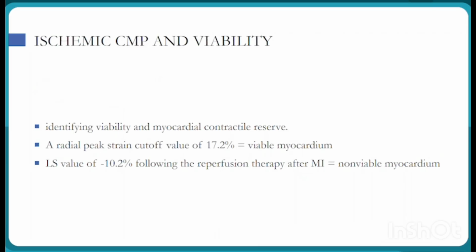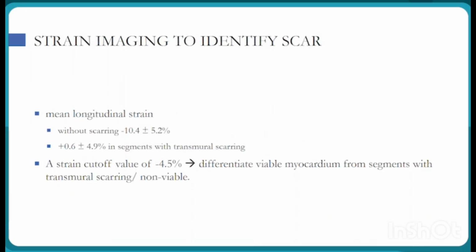Viability can be assessed in patients with ischemic cardiomyopathy. Identifying viability and myocardial contractile reserve can be done through strain imaging. The radial peak strain cutoff value to assess viable myocardium is 17%. And a longitudinal strain value of around -10% following a reperfusion therapy after MI is considered non-viable. So if it is -10 or less, or more towards the positive side, that is -10, -5 or 0, it is considered more like a non-viable myocardium.